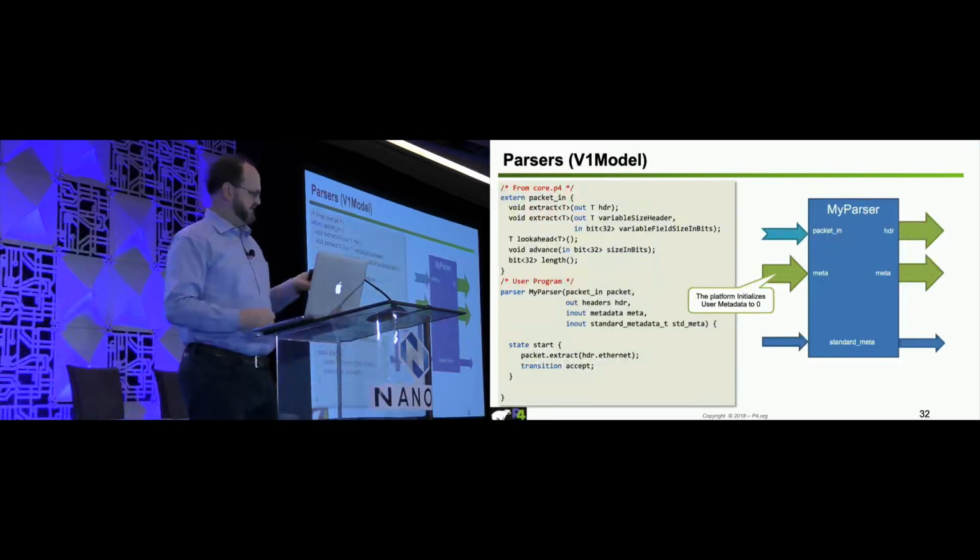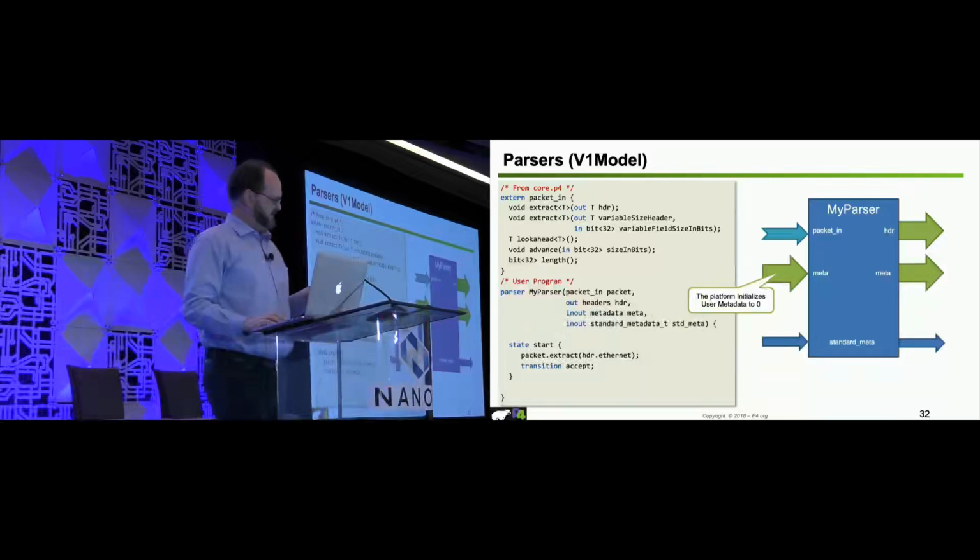Up at the top here in the code, we see from core.p4, extern packet_in. Packet_in is a type that we see down about halfway down the page. Parser MyParser, packet_in packet is one of the arguments to the parser. Packet_in is an abstraction. It's just the sequence of bytes that came in off the wire from the very first byte, which would be the first byte of the destination MAC address for an Ethernet port.